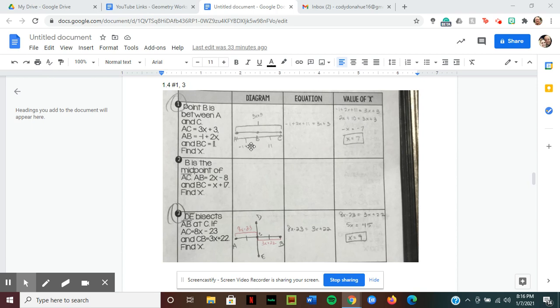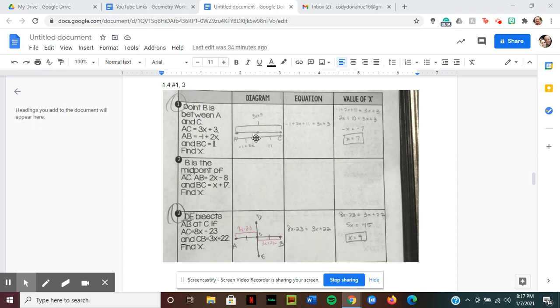The first one tells me point B is between A and C. And then I'm told AC, so that's a segment in this diagram, has a length of 3x plus 3. AB has a length of negative 1 plus 2x. And BC has a length of 11. And we are asked to find x. So we're setting up this problem. First we see point B is between A and C.